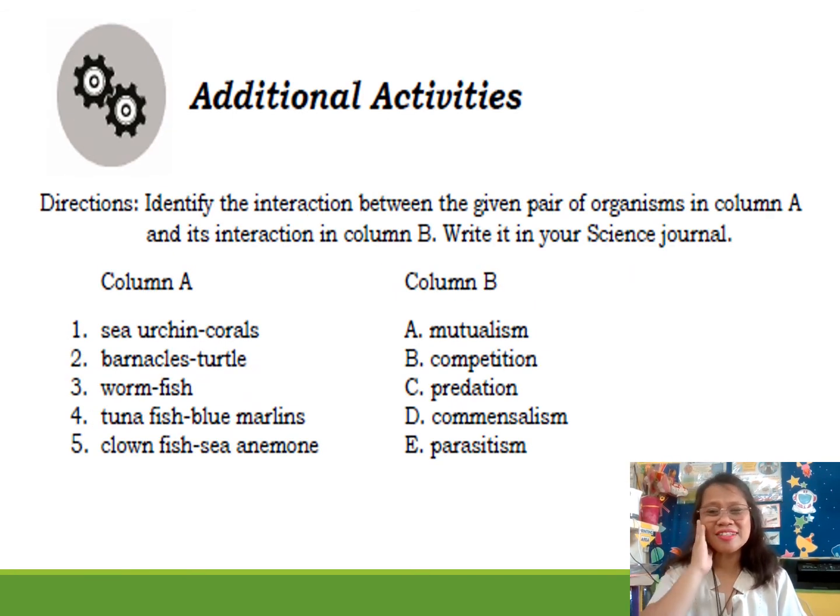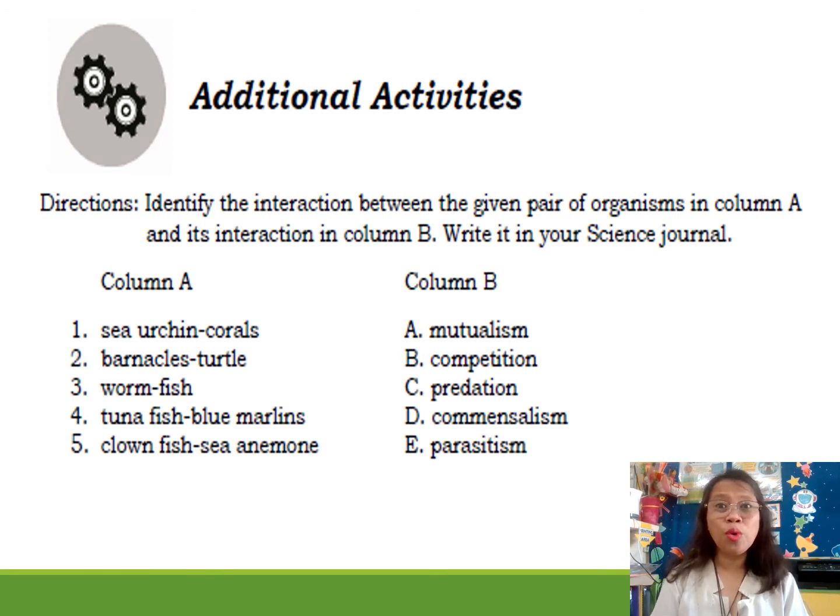For your additional activities, you are going to identify the interaction between the given pair of organisms in column A with the interaction in column B. You are going to write the letter only. Sea urchin and corals, what is it? Mutualism, competition, predation, commensalism, or parasitism. Barnacles and turtles. It is in the illustration, right?